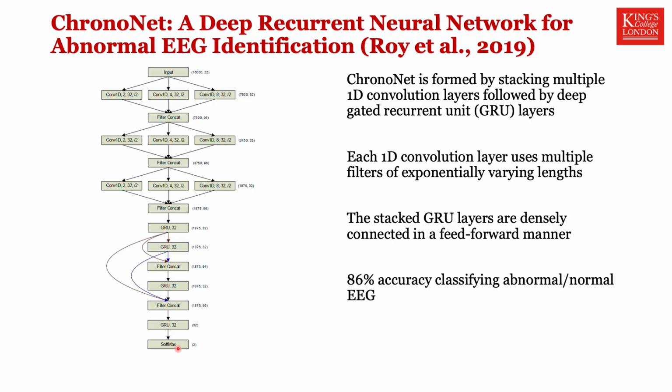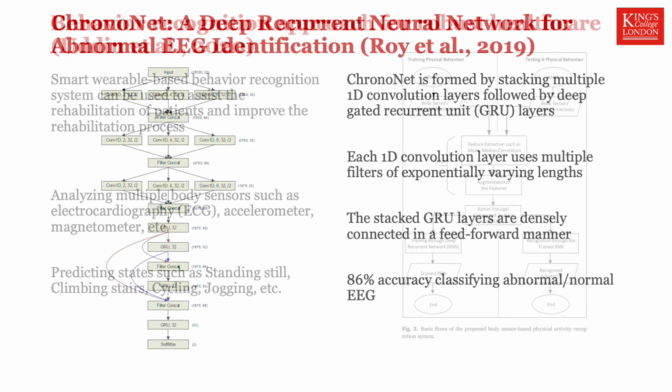So again, if you train these models only with healthy data, you can then basically find these deviations, and it allows you to detect abnormal versus normal data 86% of the time, which is actually quite good for a machine.